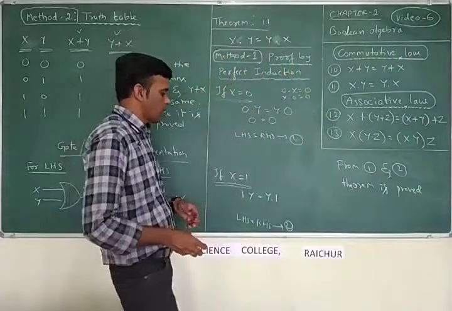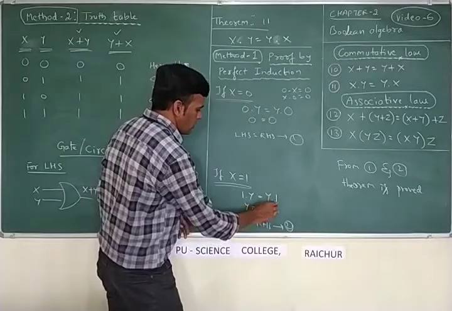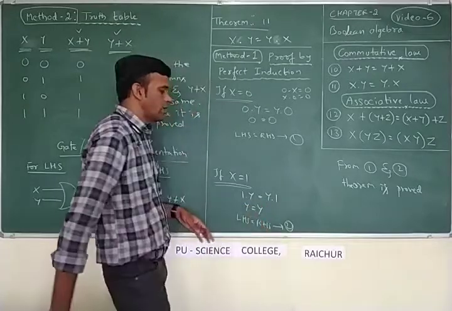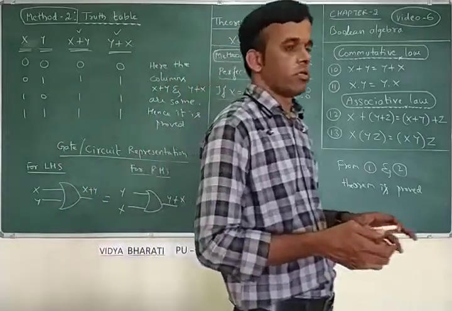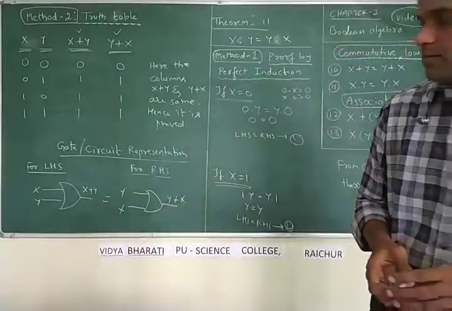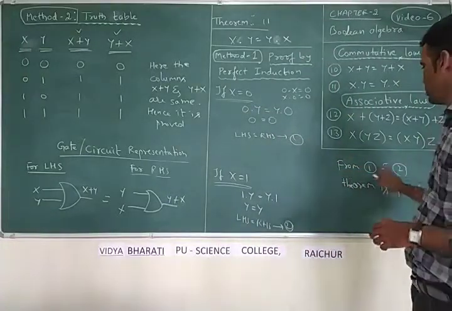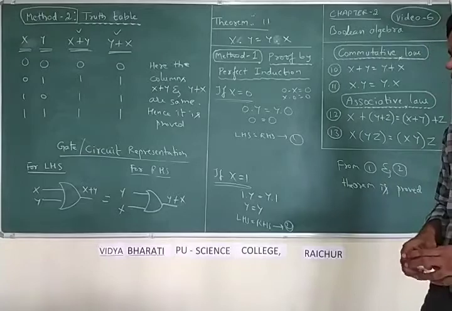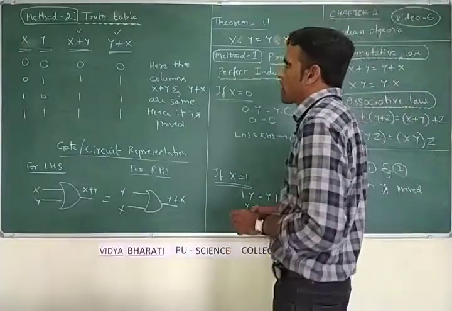So because of the properties of 1, 1 into y is y. That side also y into 1 is y. So again LHS equals to RHS. So the final conclusion from the equations 1 and 2, the theorem is proved. So now we will take up the method 2.